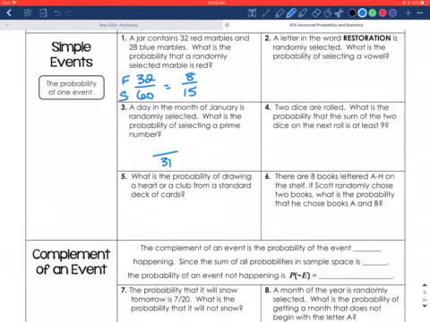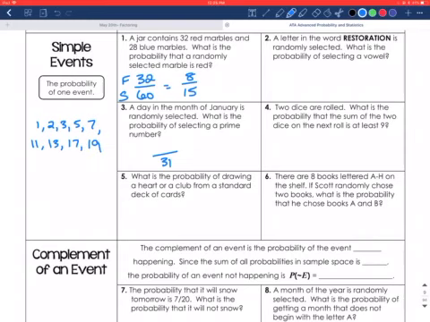So, a day in the month of January is randomly selected. Well, there's 31 days in January. What's the probability of selecting a prime number? That's going to be a lot of fun. So we have 1, 2, 3, 5, 7, 8, 9, 10, 11, 12, 13. Obviously, we're not going to have any even ones after 2. 14, 15, 16, 17.